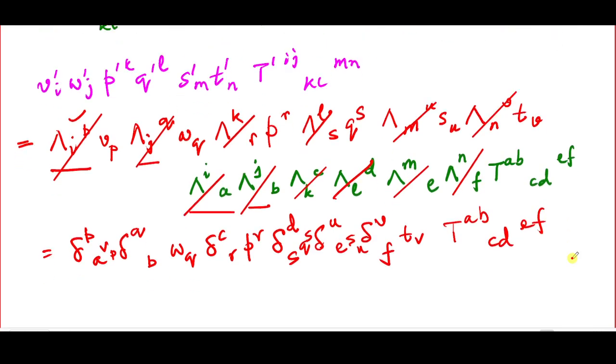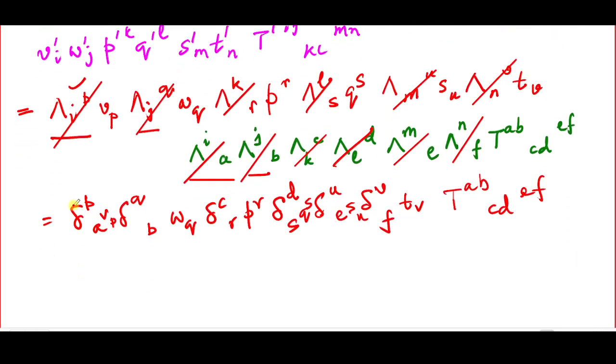But now notice the job of this delta, say delta PA, when you sum up over P, would be to make all the P's equal to A. So this becomes VA. Similarly, this becomes WB. The P becomes PC. QD. S.